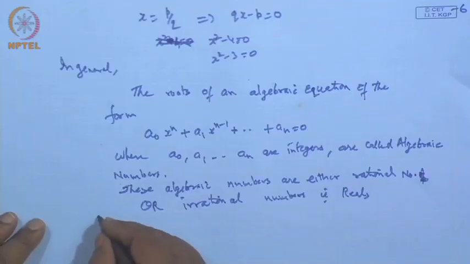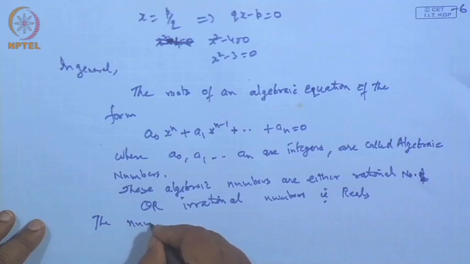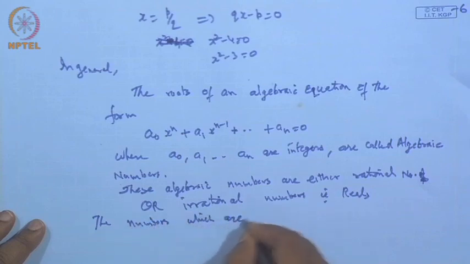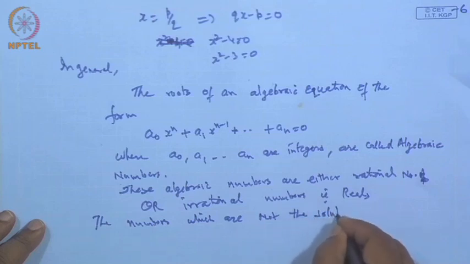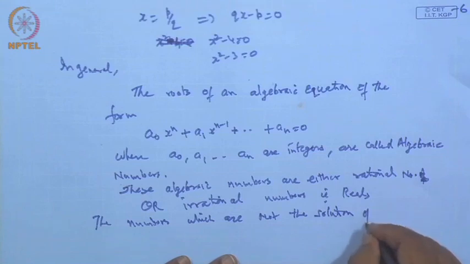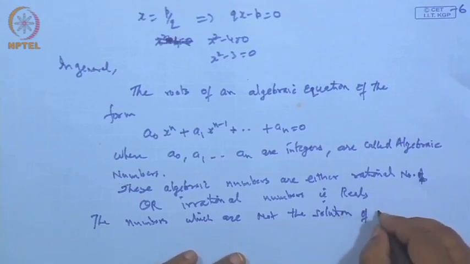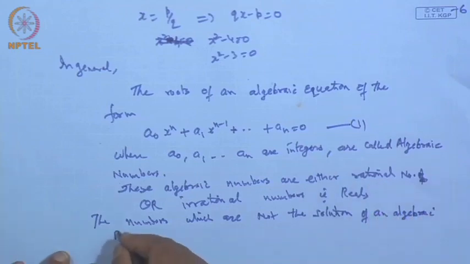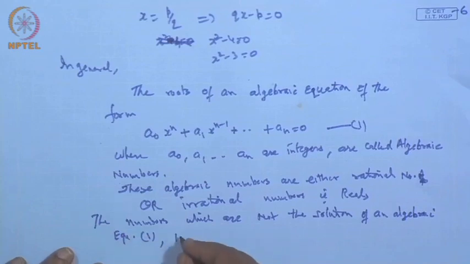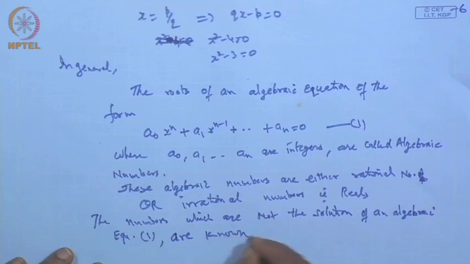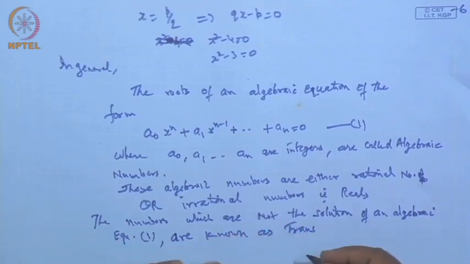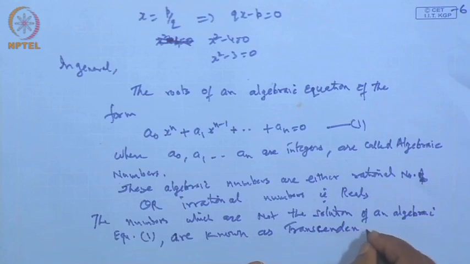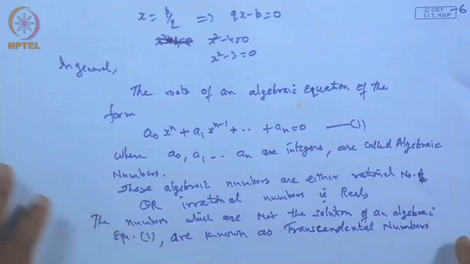So, the numbers which are not the solution of an algebraic equation are known as transcendental numbers, transcendental numbers.